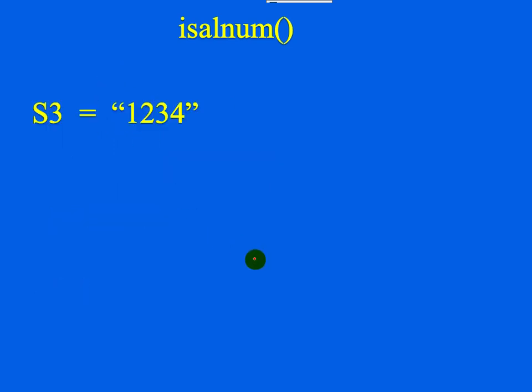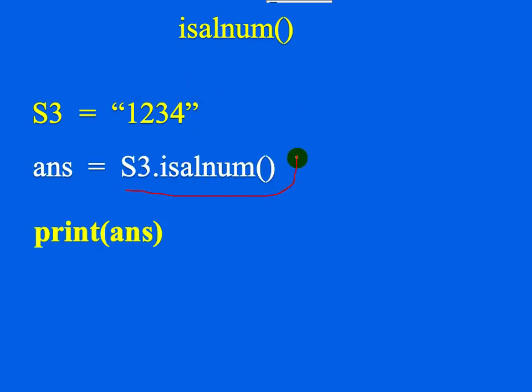One more example, s3 equals string 1 2 3 4. Okay, so this is character 1, character 2, character 3, character 4. If I write s3 dot isalnum, what answer does the function return? The function returns true, because it contains only alphabets or numbers, digits.